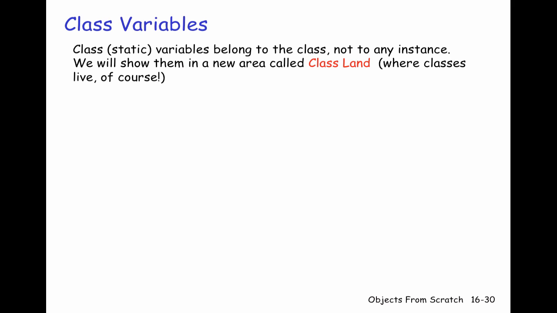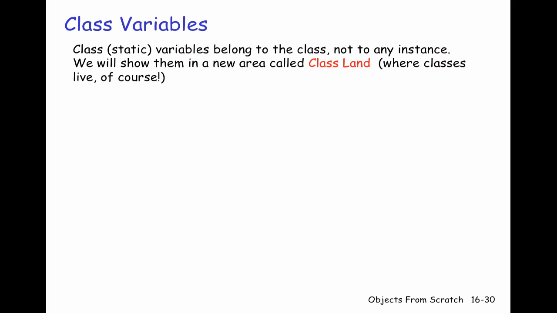Okay, so what is a class variable? A class variable, also known as a static variable, is something that belongs to the entire class, not to any particular instance. In other programming languages, these variables are called global variables. They're variables that any entity in the program can refer to. In Java, there is no notion of global variables. The closest thing we have are these things called class variables.